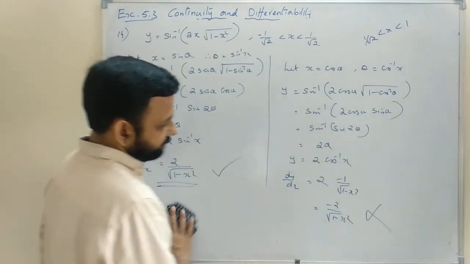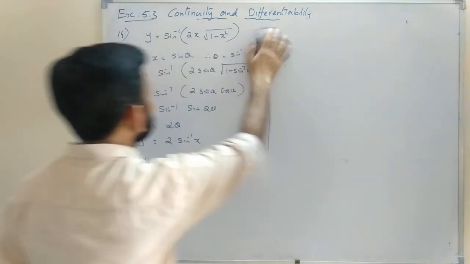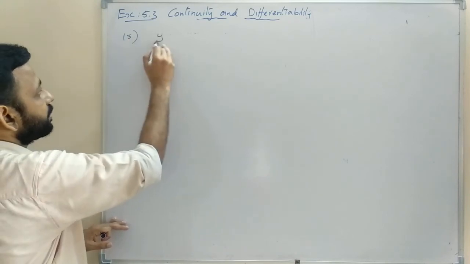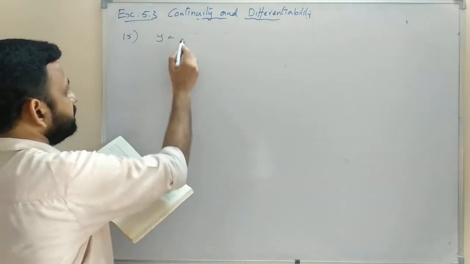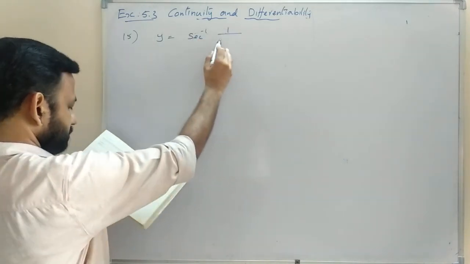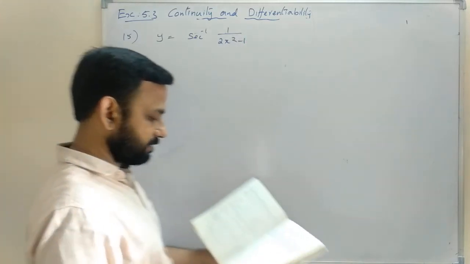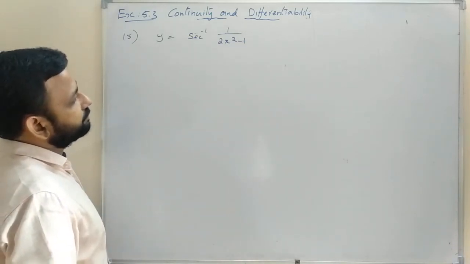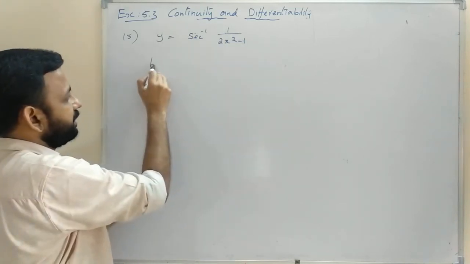Then question number 15. Y is equal to sec inverse 1 upon 2x square minus 1. The interval is given. So here we will take x is equal to cos theta, because 2 cos square theta minus 1 is cos 2 theta. So that is the substitution.